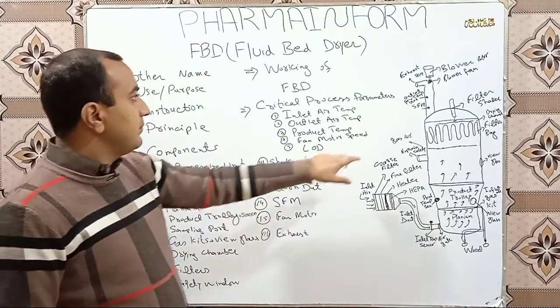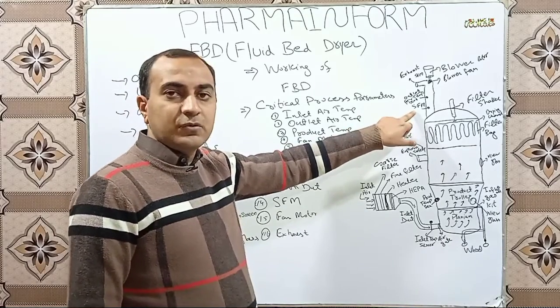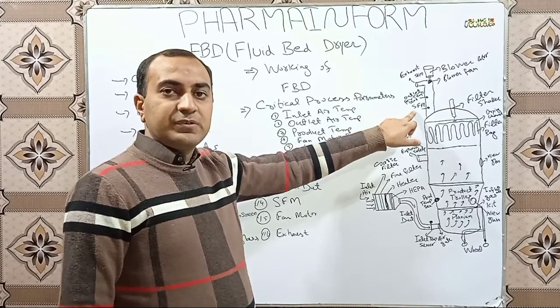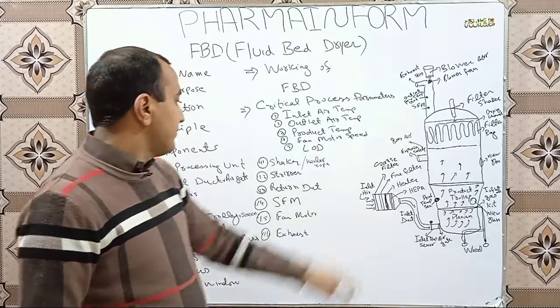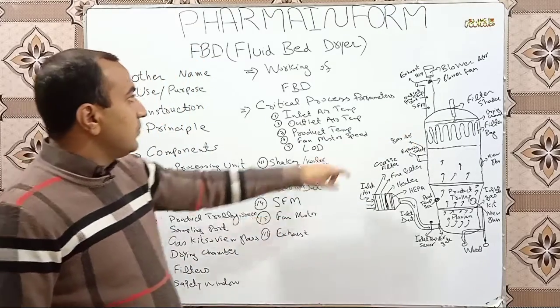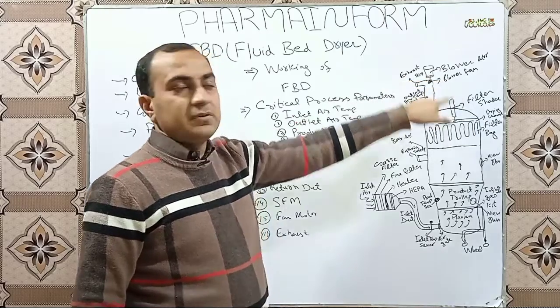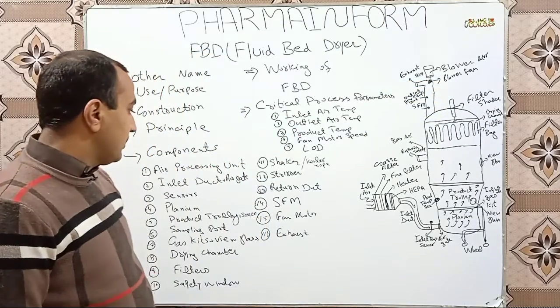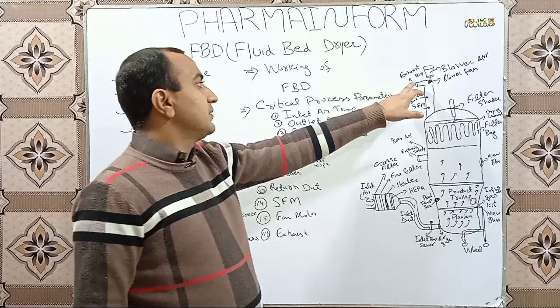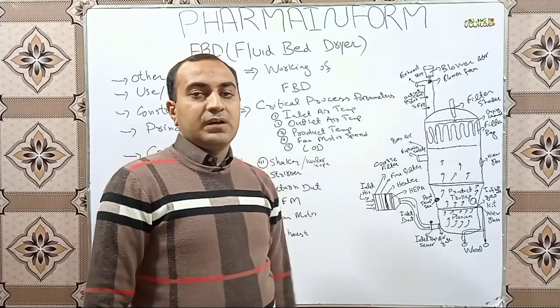And SFM, solid flow meter or solid flow monitor, basically this one is a sensor. Next is the fan motor, this one is the fan or blower, and it is known as the fan motor blower. Next one is the exhaust, this one is the exhaust.